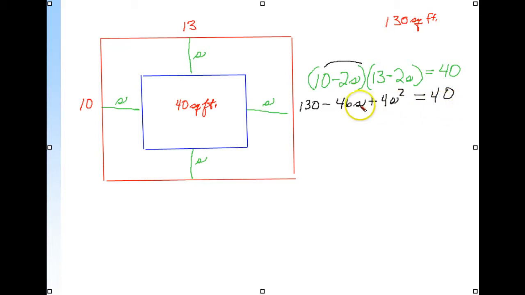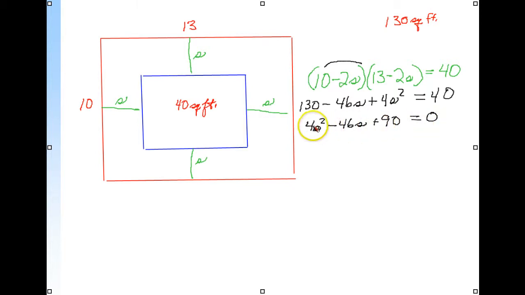And what technique do I have to solve that? Well, I'm going to try factoring, and I'm going to put this in standard form. So I put my 4S squared there. This stays the same, minus 46S. Now I'm going to subtract 40 from both sides. This leaves me with 90 equals 0. Now this equation is in standard form.